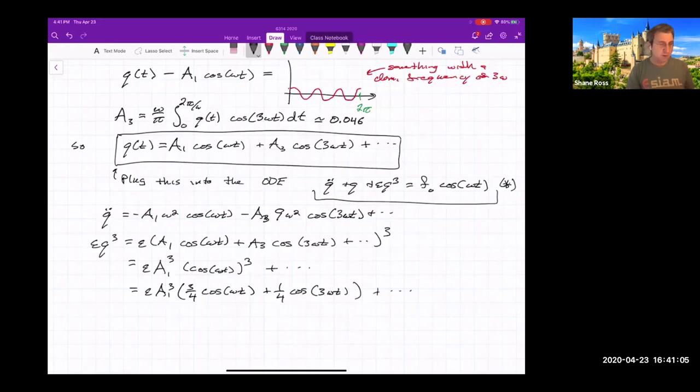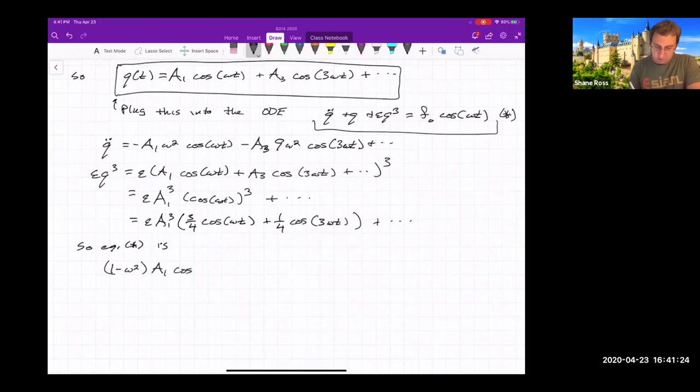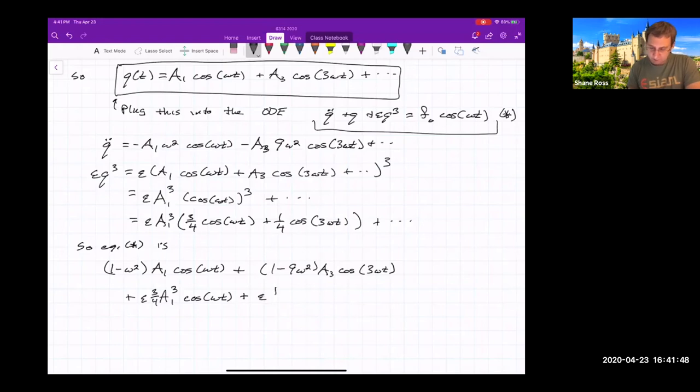There are terms that seem kind of familiar from the Lindstedt-Poincare method. So that means equation star, our ODE, now has (1 minus omega squared) A1 cosine omega t plus (1 minus 9 omega squared) A3 cosine 3 omega t plus epsilon 3/4 A1 cubed cosine omega t plus epsilon 1/4 A1 cubed cosine 3 omega t. All of this equals F naught cosine omega t.